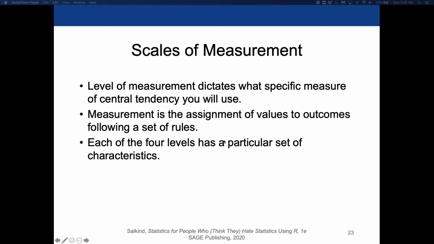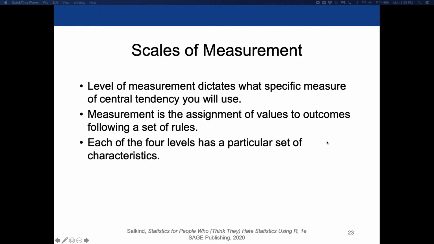In this video, I'm going to explain to you the scales or the levels of measurement. We need to know about this because the levels of measurement dictate what specific measure of central tendency might make the most sense. That's not the only thing that dictates what measure of central tendency we will want to use, but it is an important thing, and it also affects all the other ways in which we analyze and handle our data that we have.